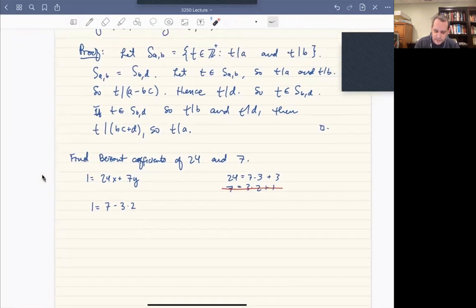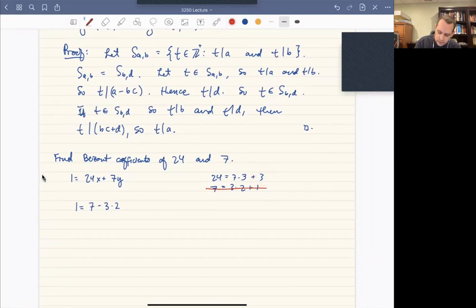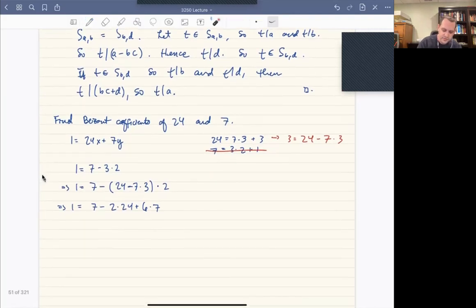And then in the next step, I'm going to notice that if I solve this equation for 3, this equation says 3 is equal to 24 minus 7 times 3. So I'm going to replace the 3 here with 24 minus 7 times 3, and then that's all times 2. And I want to keep the 24s and the 7s intact. So when I distribute the 2, I'm going to get 2 times 24 minus, it's actually plus 6 times 7. It's plus because we have a minus and a minus. So this 2 times 3 is 6, and then it's plus 6 because we have the 2 negatives.